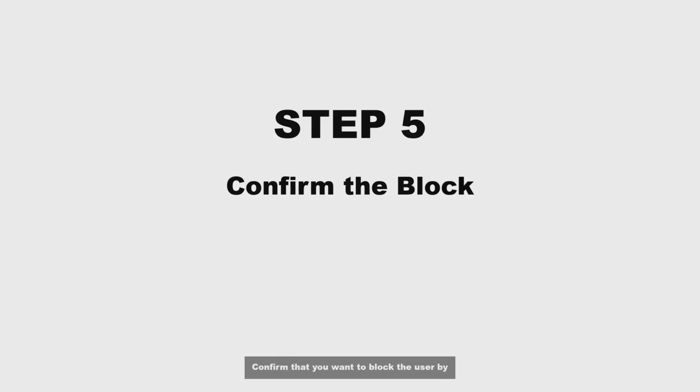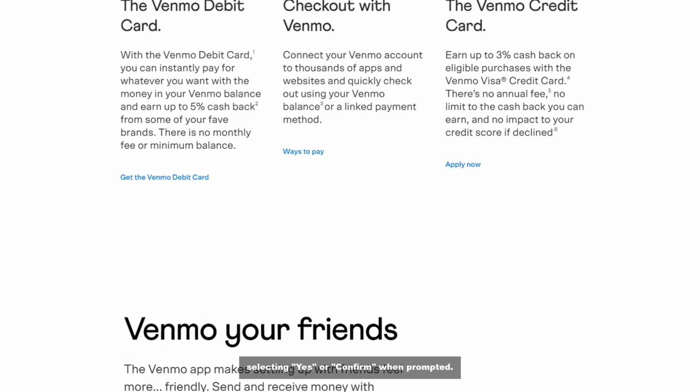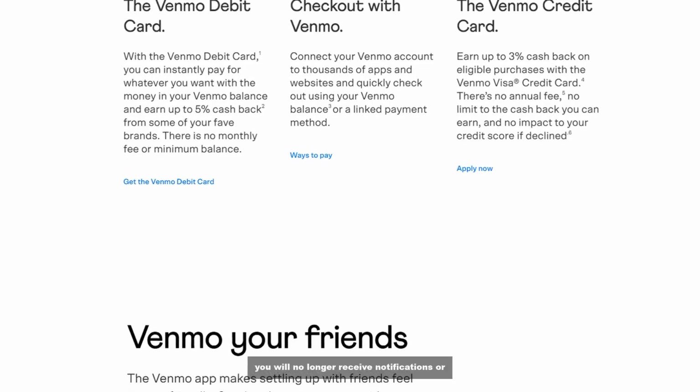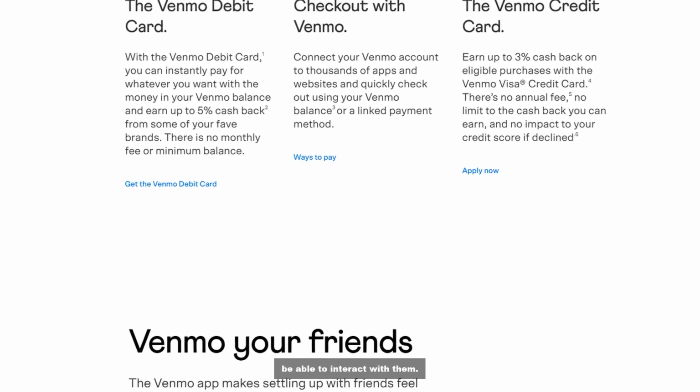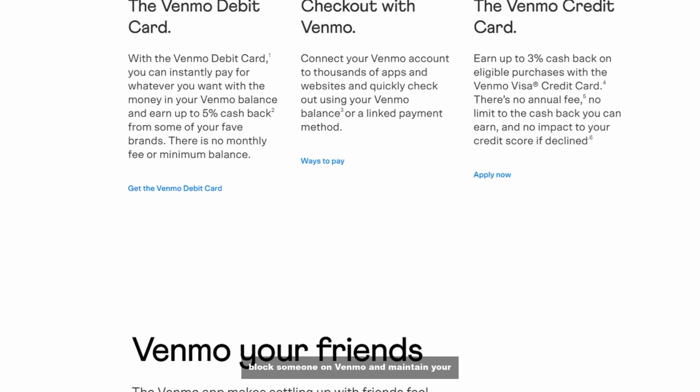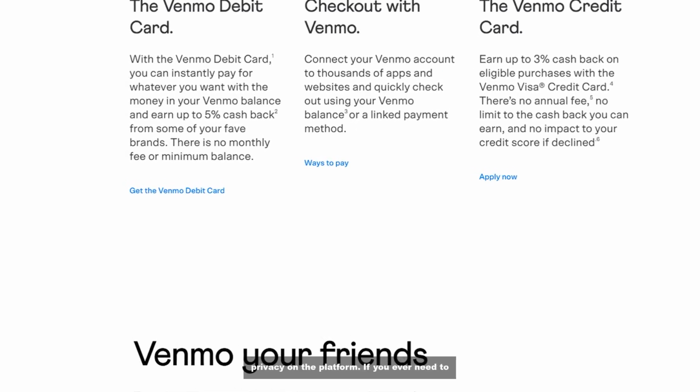Step 5. Confirm the block. Confirm that you want to block the user by selecting Yes or Confirm when prompted. Once confirmed, the user will be blocked and you will no longer receive notifications or be able to interact with them. By following these steps, you can easily block someone on Venmo and maintain your privacy on the platform.